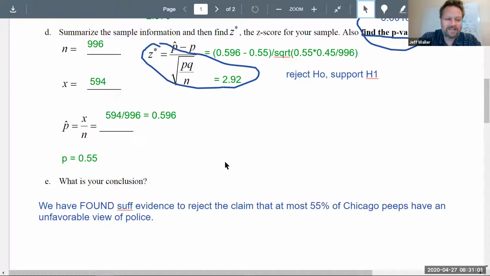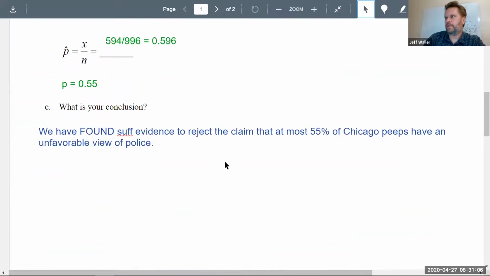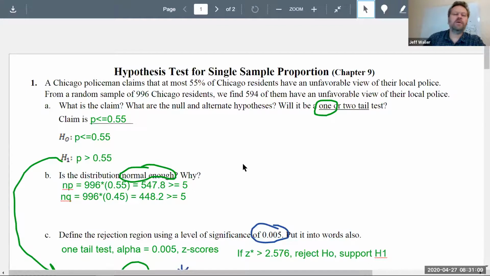We can't say that. Let me say it like this. Before we get to error, the Chicago policeman had the claim, right? Was the Chicago policeman's claim right or wrong based on our analysis? It looked to be right or wrong? It was wrong. Yes. So from our analysis, we can say that there's evidence that the Chicago policeman's claim is wrong, but there's a chance that we're wrong.